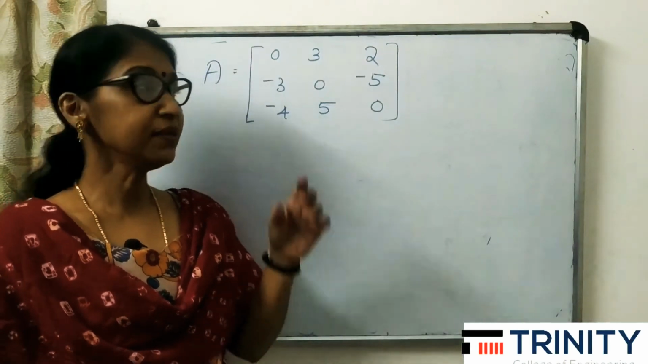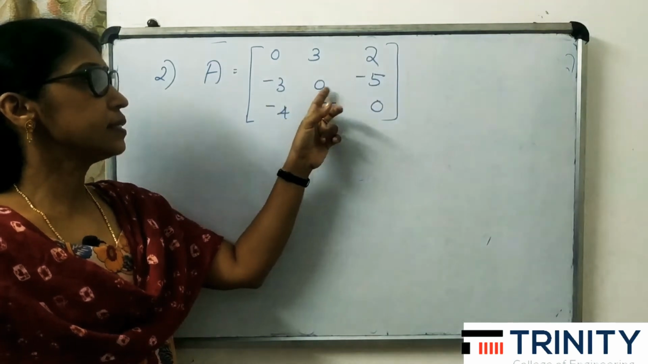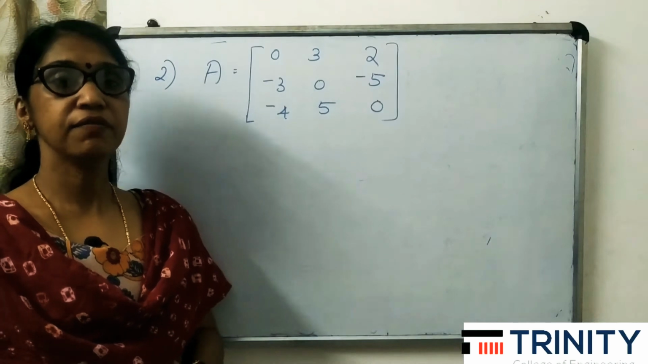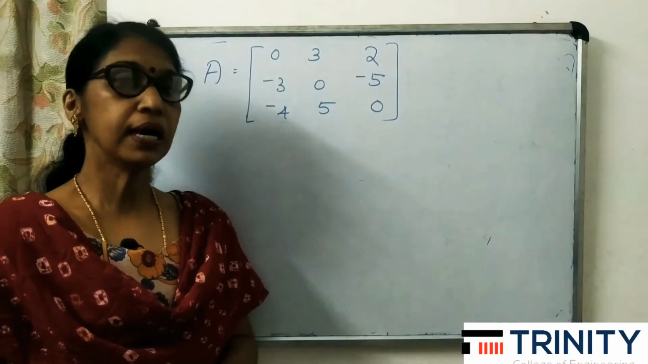Now the next question. Find the rank of the matrix A is equal to [0, 3, 2; -3, 0, -5; 4, -4, 5, 0]. This is the given matrix. We have to find an equivalent matrix using elementary transformations and find the rank of that matrix.